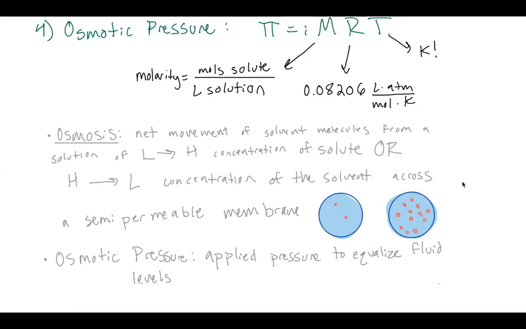So basically, we have these two solutions in a U shape that are separated by a semi-permeable membrane, and osmotic pressure is just what pressure we need to get those fluid levels to be the same. So something you can take away from this is that if two solutions have the same osmotic pressure, no osmosis will occur. This conceptually is a little more challenging to think about, but for the most part, you're just going to want to know how to solve this equation.